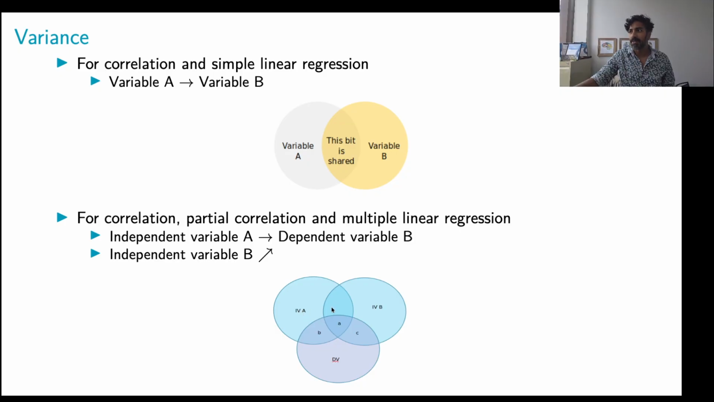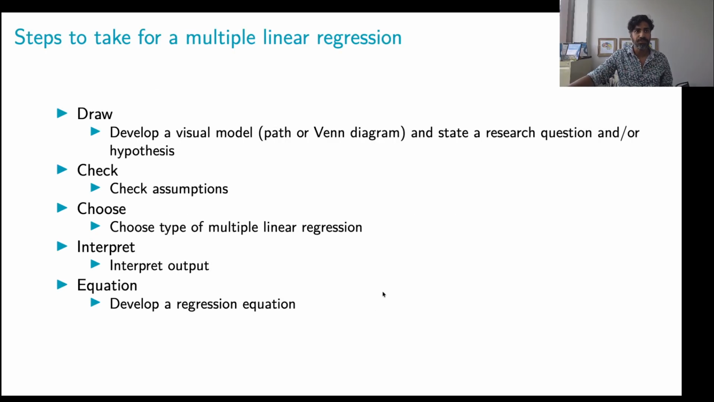So independent variable A, independent variable B, and then your dependent variable here. Right? So that's really explaining that there's lots of shared variance between these variables, not only between your independent variables and your dependent variables, but also with one another. They can be related as well. So what are the steps to take when you run a multiple linear regression analysis?